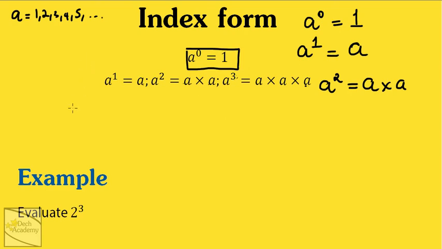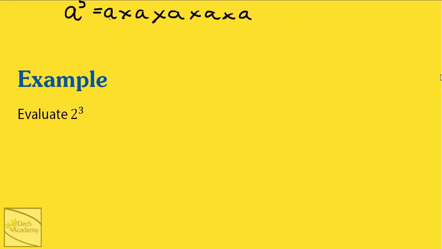So for instance, we have a to the power of 5, that's going to be a times, there are going to be 5 a's. So I'm just going to continue till I have 5 a's. So 1, 2, 3, 4, 5. So it's a very simple concept. So I'll just dive into the first example.